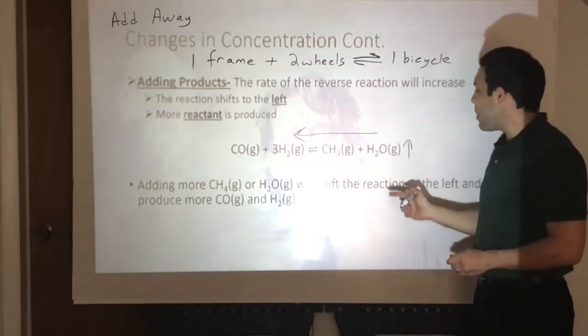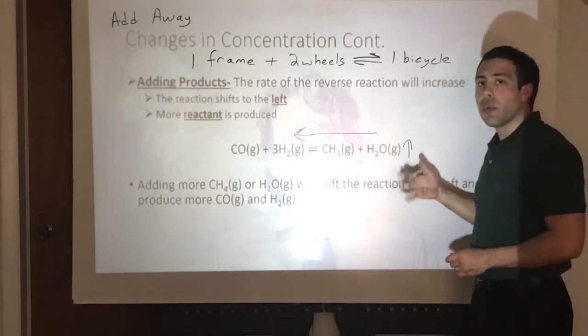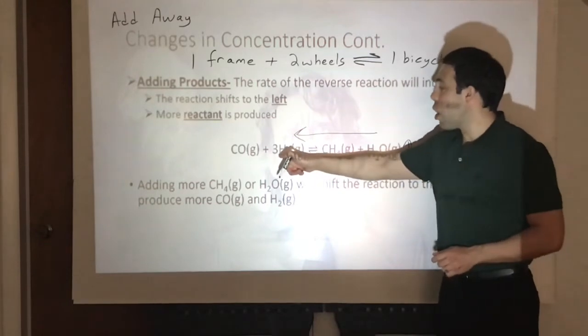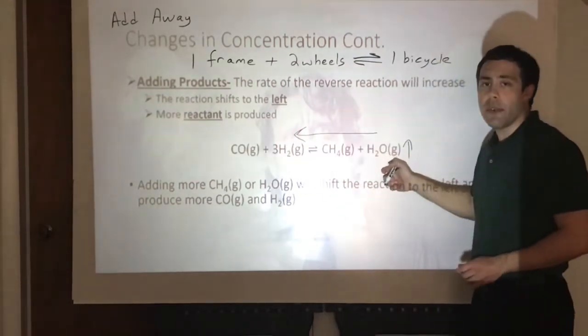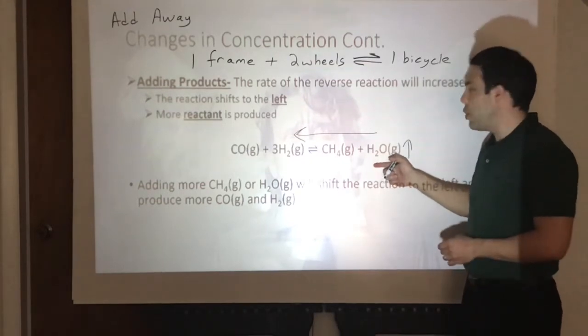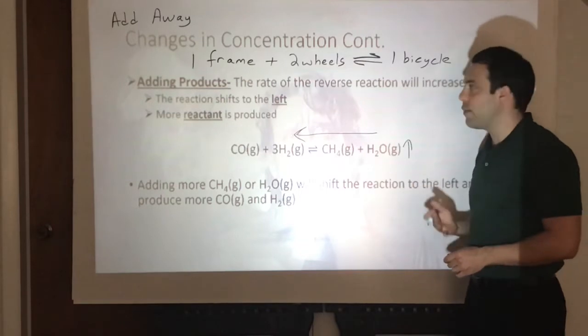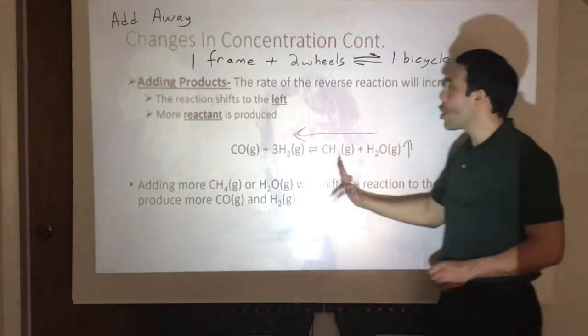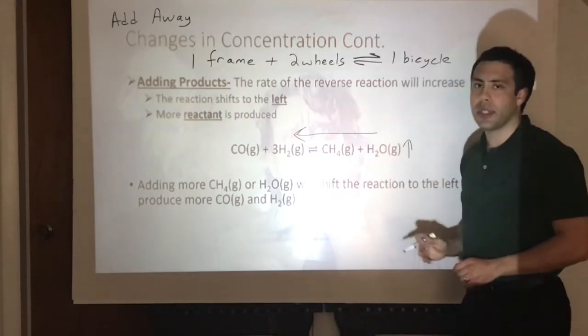So what's going to happen? The H2O and the CH4 will recombine to make more H2 and CO to get rid of the extra H2O, and as a result, it'll decrease the amount of CH4 as well. More reactant was produced, and the product is going to decrease.